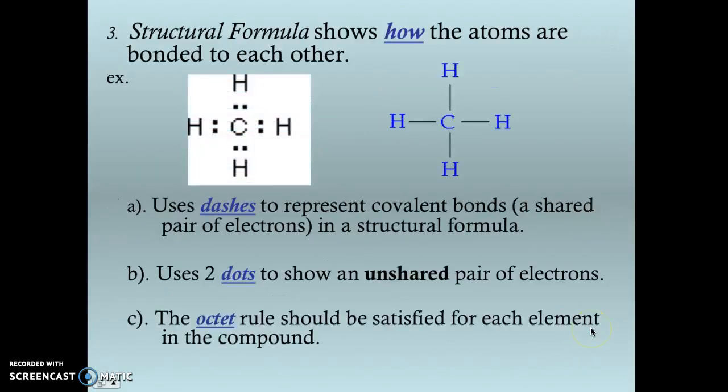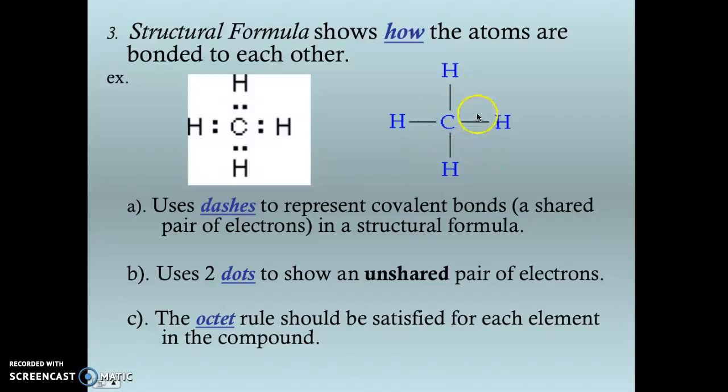Now the one that gives you the most information is the structural formula, and it's telling you how these things are bonded to each other. So methane, for example, is just showing you that you have carbon basically in the middle and 4 hydrogen atoms bonded to it, coming off of it. It uses dashes to represent covalent bonds, which is a shared pair of electrons, in the structural formula, and you would need 2 dots to show any unshared pair of electrons. Now there isn't any unshared pair of electrons in this methane example, but we will get into drawing these another day.